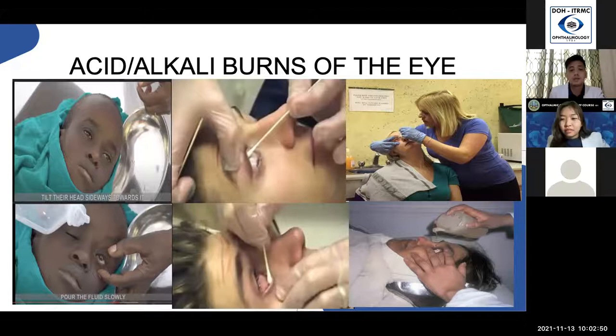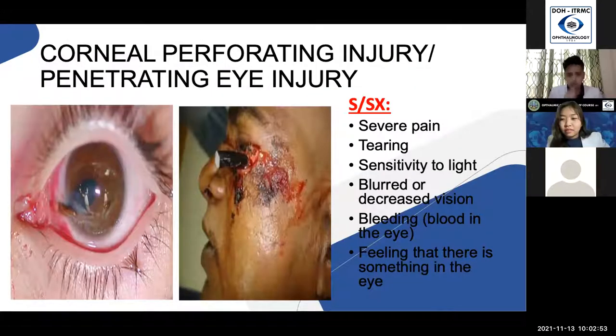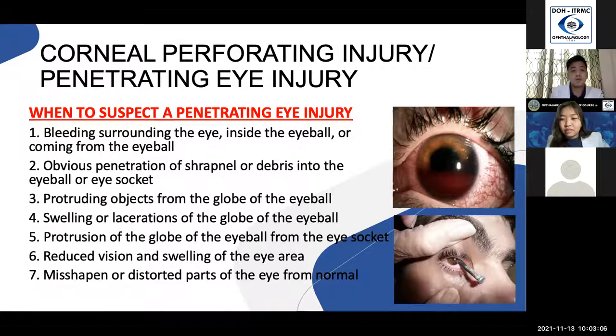So next is corneal perforating injury or penetrating injury. So signs and symptoms are the following. So when to suspect a penetrating eye injury: bleeding surrounding the eye, inside the eyeball, or coming from the eyeball, obvious penetration of sharp nail or debris into the eyeball or eye socket, protruding objects from the globe, swelling or lacerations of the globe of the eyeball, protrusion of the globe from the eye socket, reduced vision and swelling of the eye area, and misshapen or distorted parts of the eye from normal.